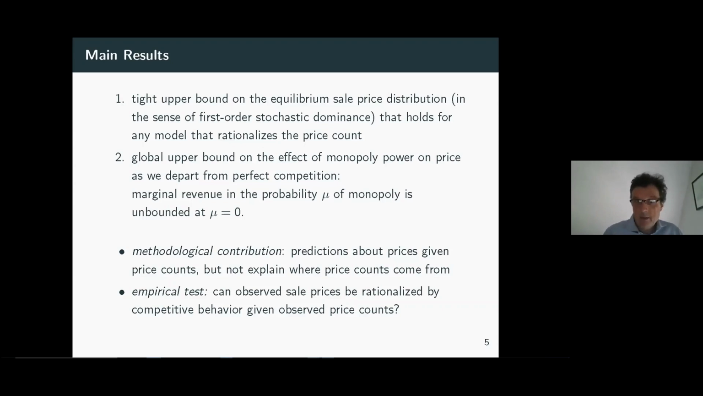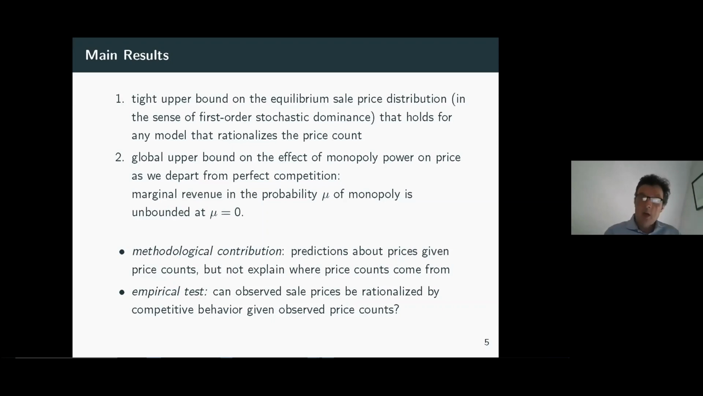Methodologically, we are therefore giving a complete and robust prediction about what can happen for the prices for a given fixed price count. And for the moment, or today at least, we're not talking about where the price count comes from. A leading application is that you can think of this as suggesting an empirical test to check whether there's collusion. Namely, for a given price count, we can ask, is the observed sales price within the bounds that we're going to derive?